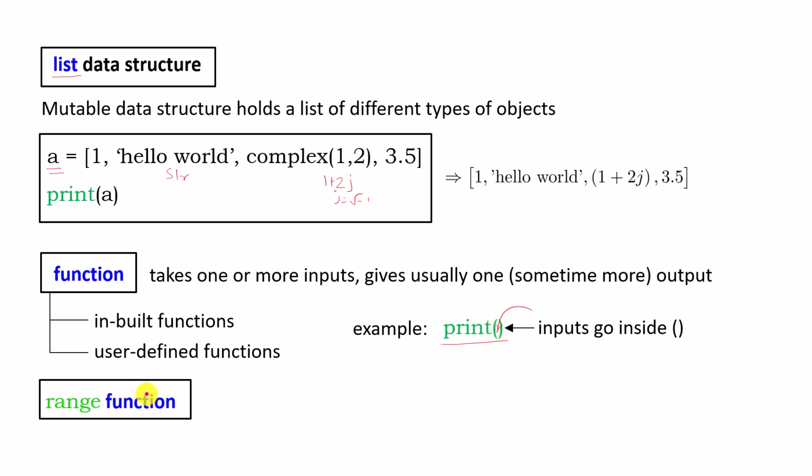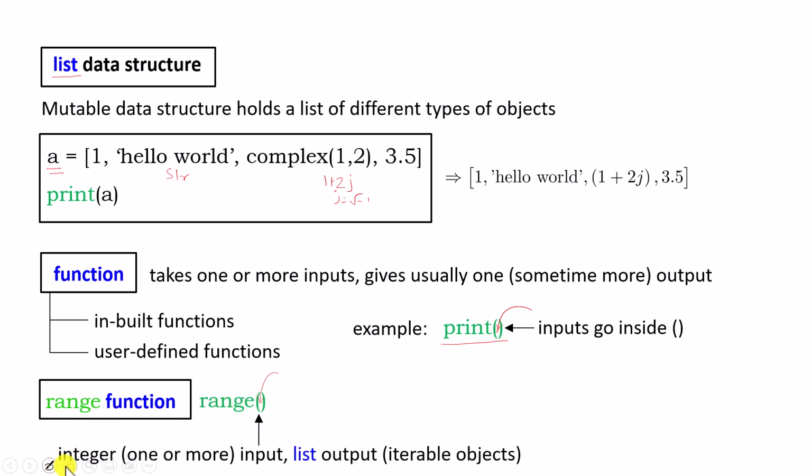Now let us see another function. It will be very useful for us. What we call the range function. So we write range and the input goes here. The input is usually an integer. It doesn't mean that it cannot be a real number. It can be, but preferably it would be an integer, at least 1, and it will give us a list, and that list has something specific. We call it an iterable object. Sometimes we will get that iterable object, and that will help us a lot in writing our programs in scientific computing. So let us see what it is.